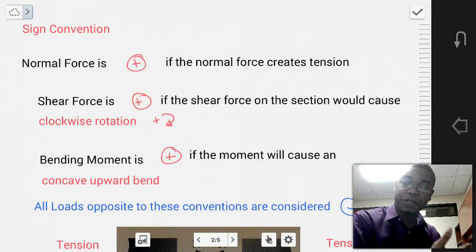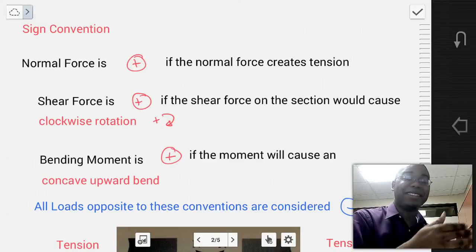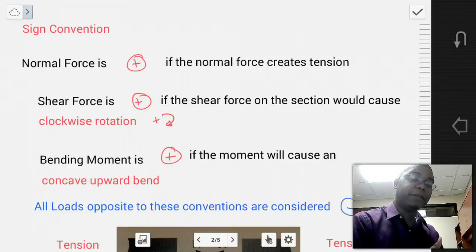Now, it's important for us when we're trying to solve these problems of internal forces to recognize the sign conventions for these internal forces. What is positive and what is negative? It's a little bit different than the sign convention that we've used previously throughout the book. So let's go ahead and examine that.